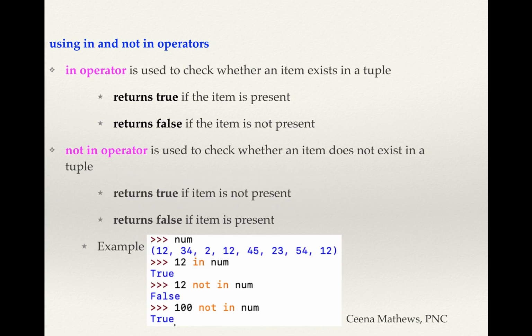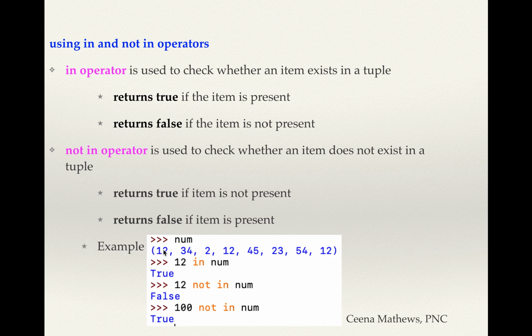Next is using in and not in operators. The in operator is used to check whether an item exists in a tuple, and it returns true if the item is present. It returns false if it is not present. The not in operator is used to check whether an item does not exist in a tuple. It returns true if the item is not present, and returns false if the item is present.